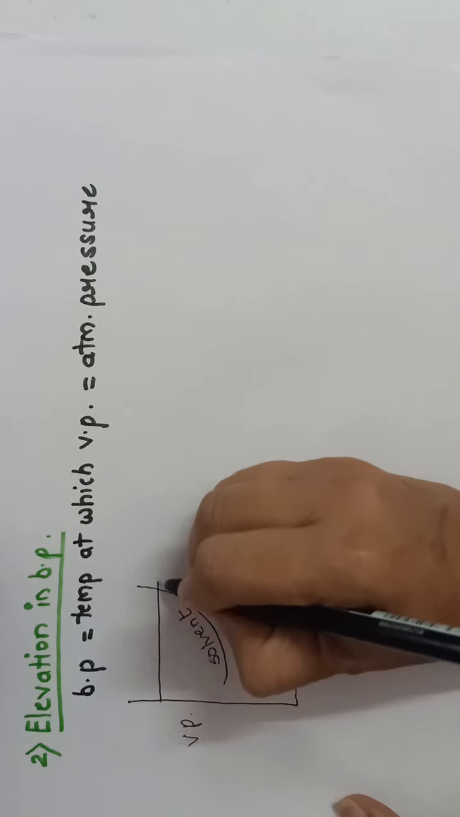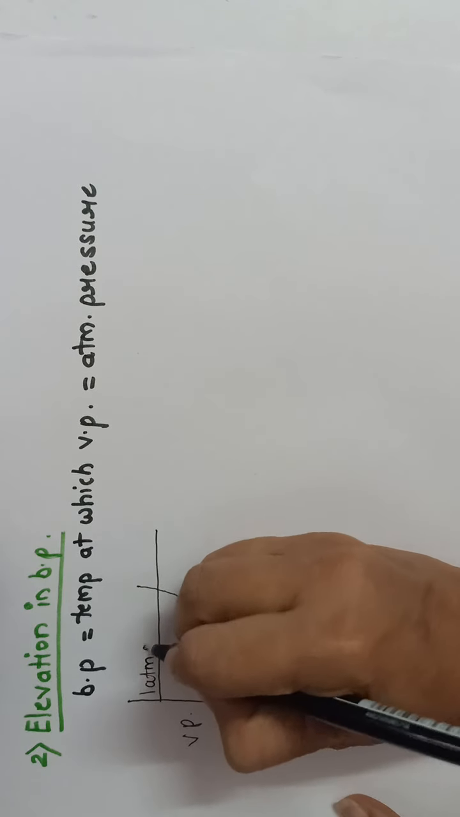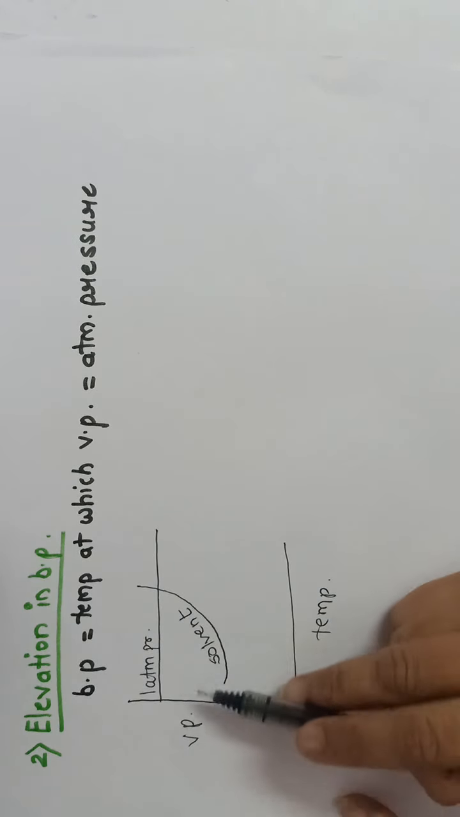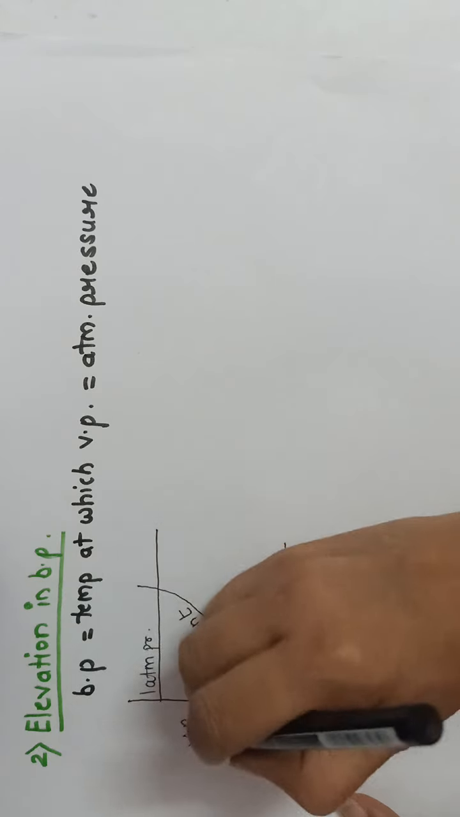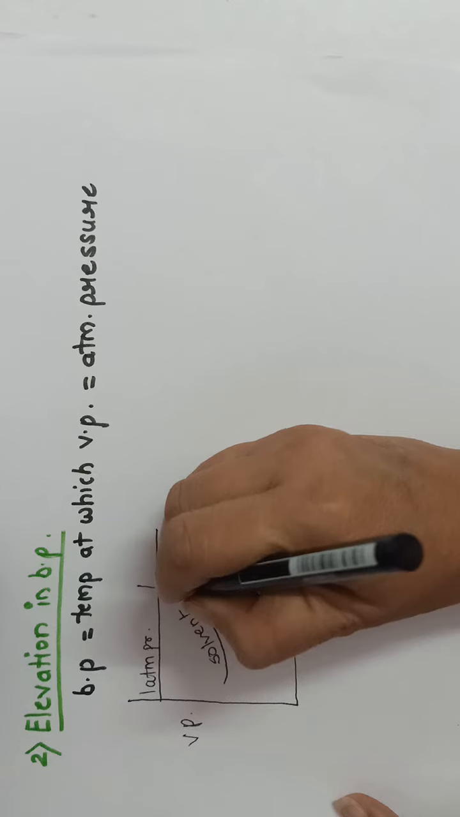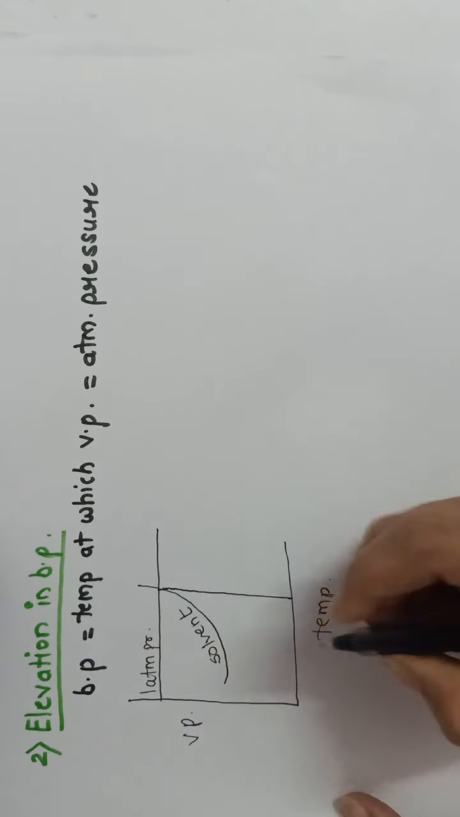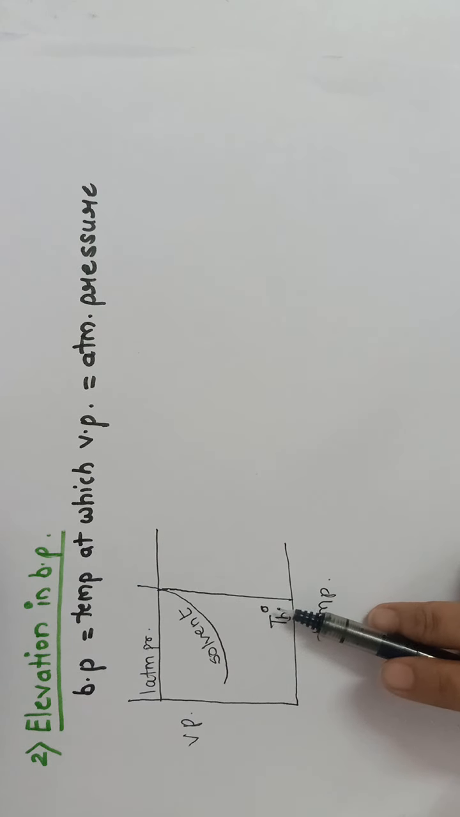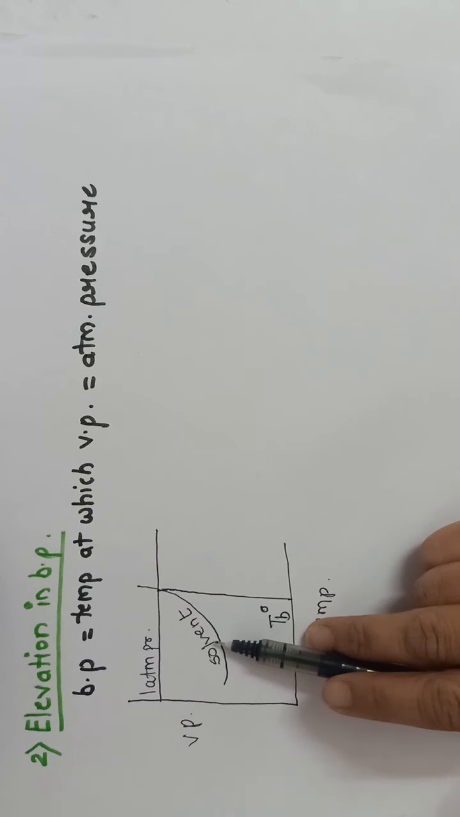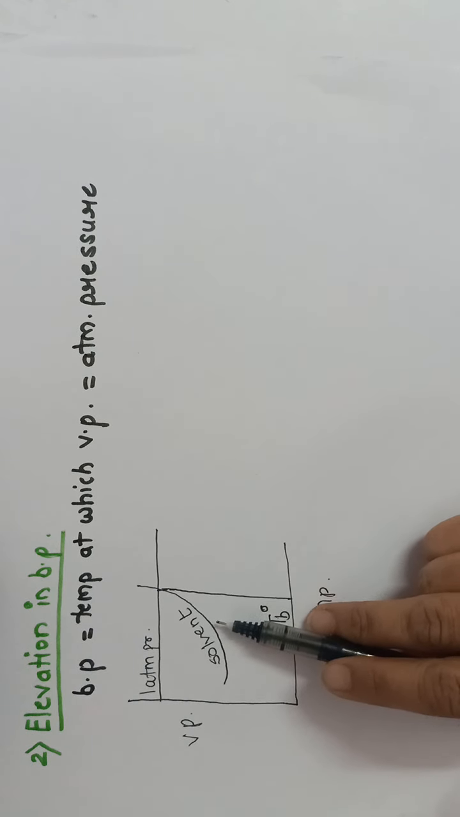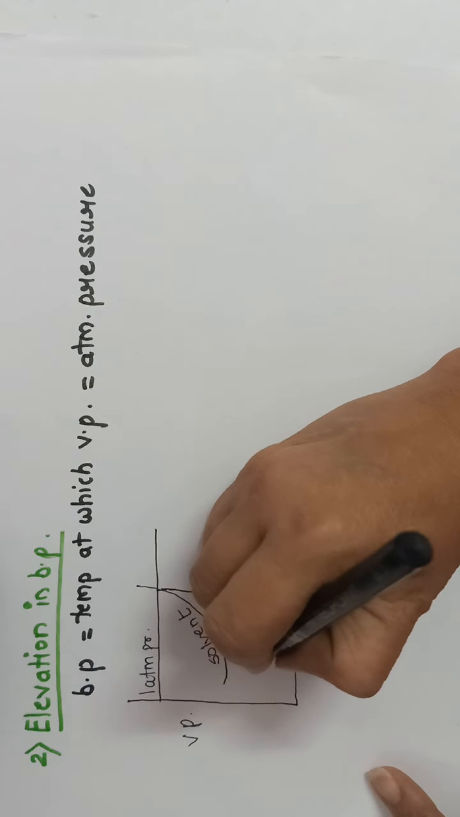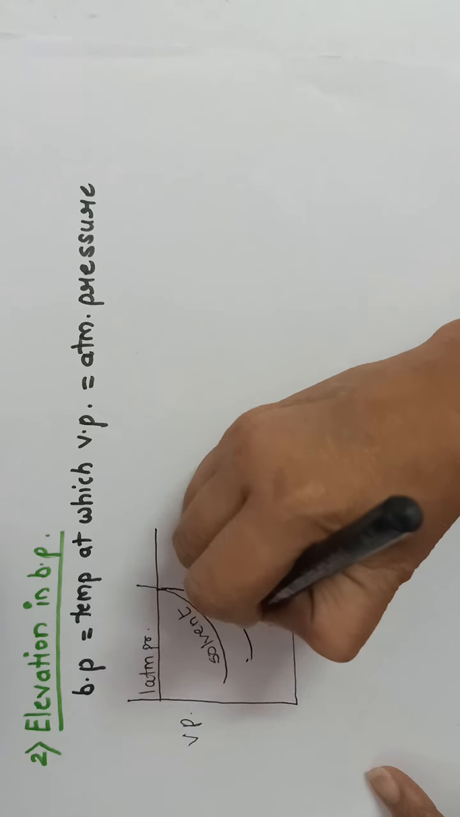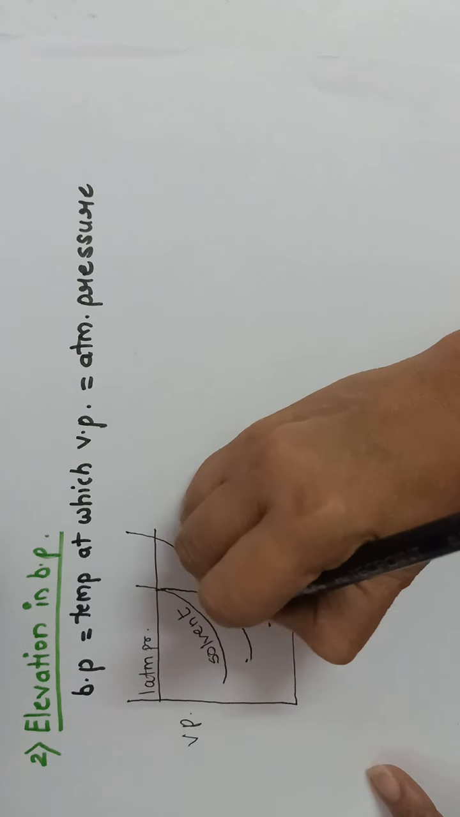Now suppose this is 1 atmospheric pressure, where the vapor pressure becomes equal to atmospheric pressure, and therefore this temperature will be the boiling point of the pure solvent, called Tb°. Whenever we write the symbol of naught, it stands for the pure or the standard one. Now when I add a non-volatile solute to this solvent, just now we have seen that the vapor pressure decreases, and therefore the curve goes like this, for a solution.